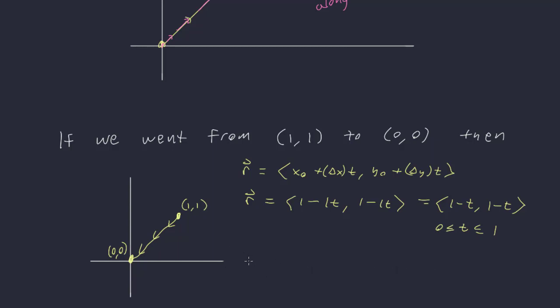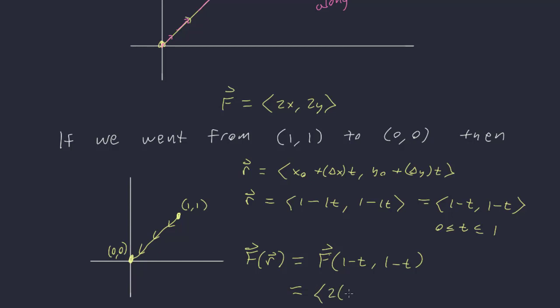F of r, well, that's going to be f of 1 minus t, comma 1 minus t. And again, that just means if our f is still 2x, comma 2y, we're just going to plug this in for x and this in for y. So 2 times 1 minus t, and then 2 times 1 minus t.